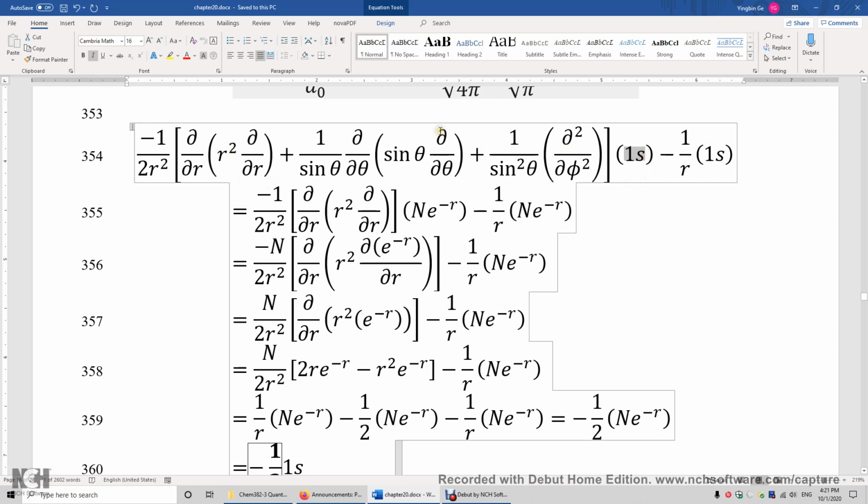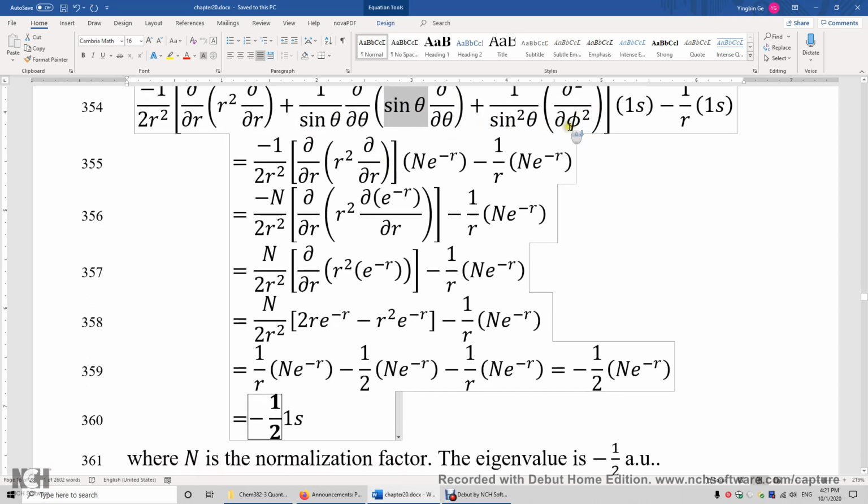So when you apply the derivative with respect to theta to the 1s function, you get 0. When you apply the second derivative with respect to phi to this 1s wave function, it is 0. So that's why you can just get rid of these two terms, because the 1s orbital does not depend on theta, it does not depend on phi. So this is a trick to simplify the derivation. I want you to look at the derivation and be able to do this yourself.